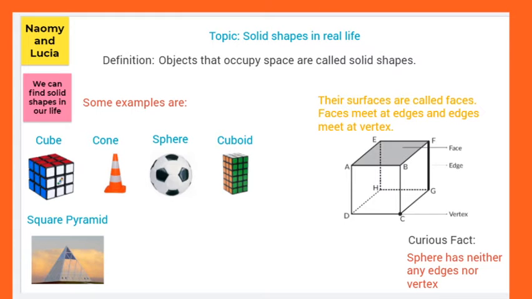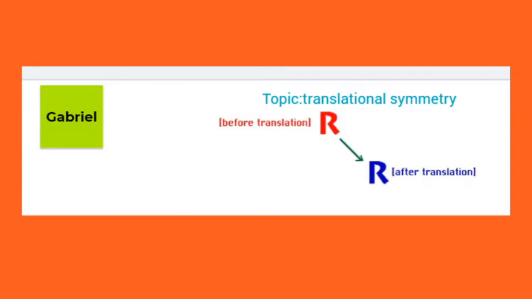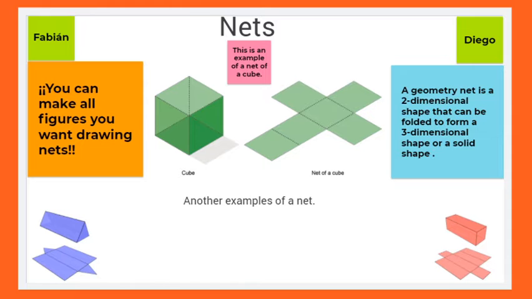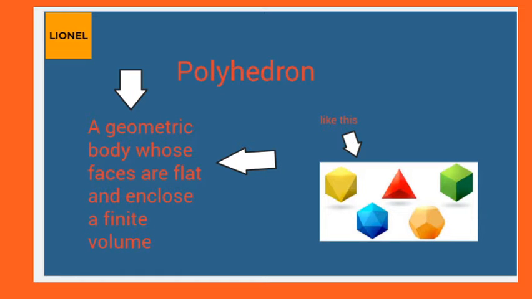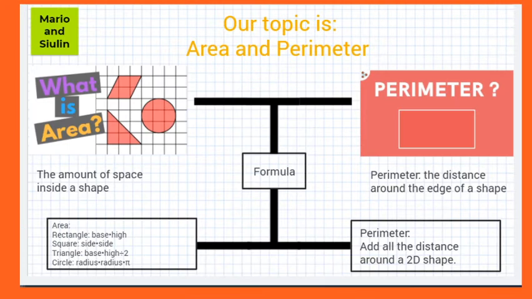And then in 6B, we had Naomi and Lucia, who chose a topic on solid shapes in real life. Gabriel chose translational symmetry. Fabian and Diego chose nets and what they look like, examples. Lionel chose polyhedrons, what they are, some examples. And Mario and Sulene chose area and perimeter of different shapes.